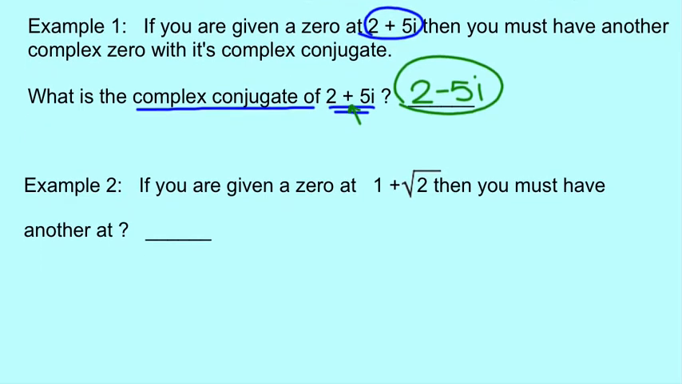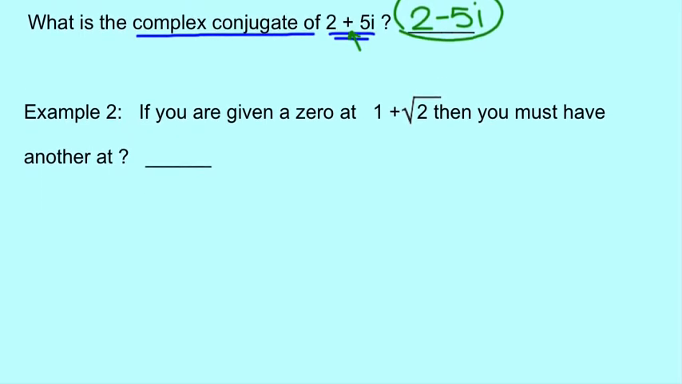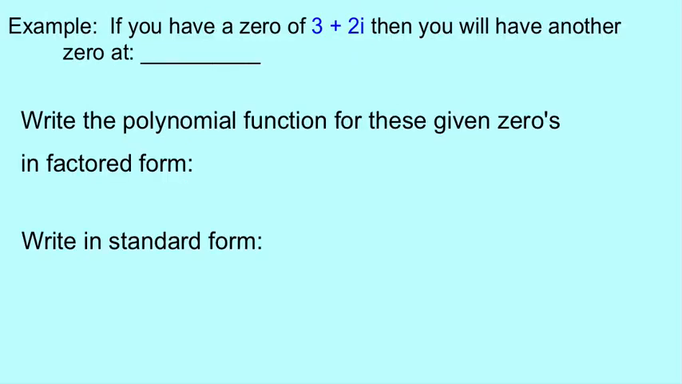So here's a second example. If we give you 1 plus the square root of 2, you again change that sign, and you're going to have another one at 1 minus the square root of 2. So they also occur together. You're just changing the sign in front of the radical or the imaginary part. All right, let's move on to an example. If we give you 3 plus 2i as a zero, then you'll have another one at 3 minus 2i.